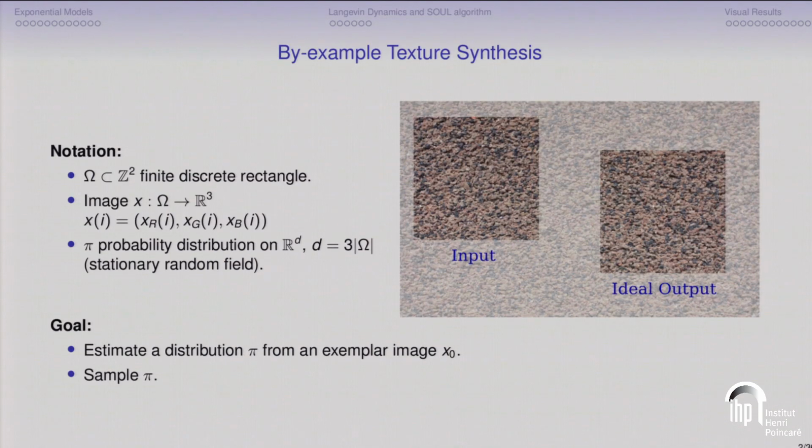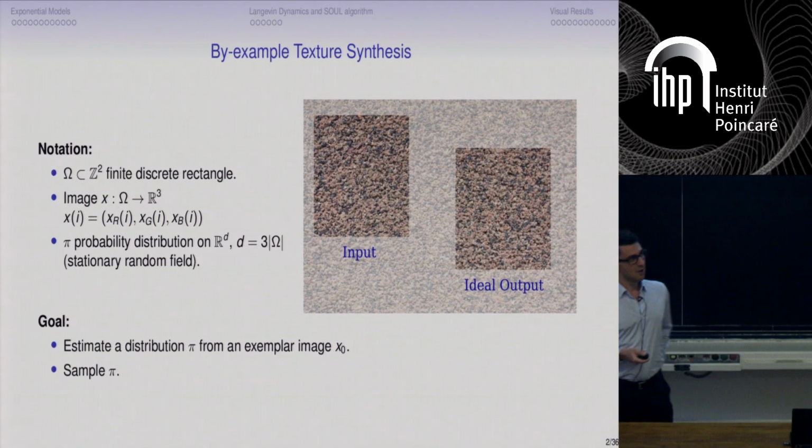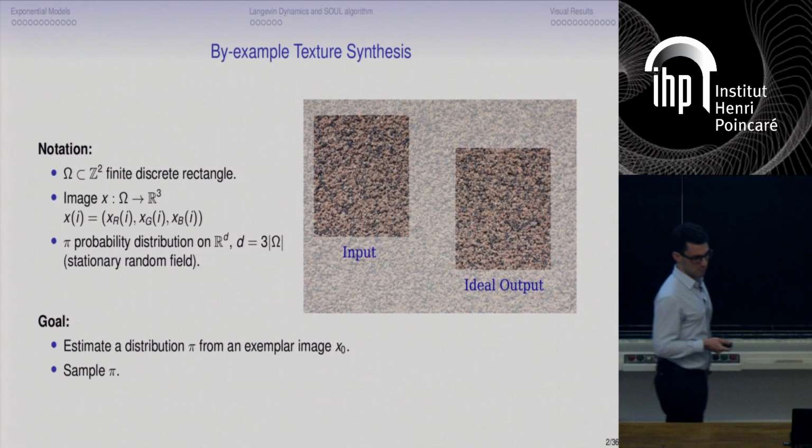But first, let me go back briefly to the problem of texture synthesis, a problem on which I have worked for quite a long time now, maybe a bit too long, I would say. Here, the problem is to design models and algorithms that take a texture as input and are able to produce as output a new image which has the same perceptual characteristics but which is not a verbatim copy of the input.